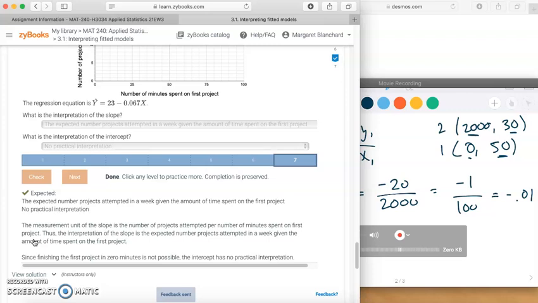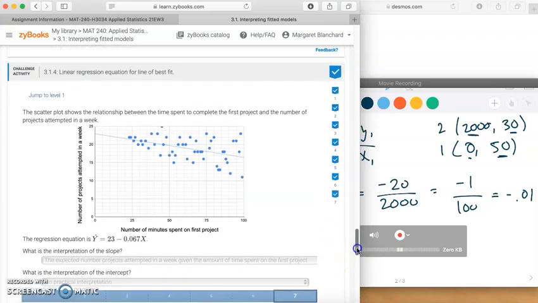That's expected. All right, that is 3.1.4, the linear regression equation for line of best fit.